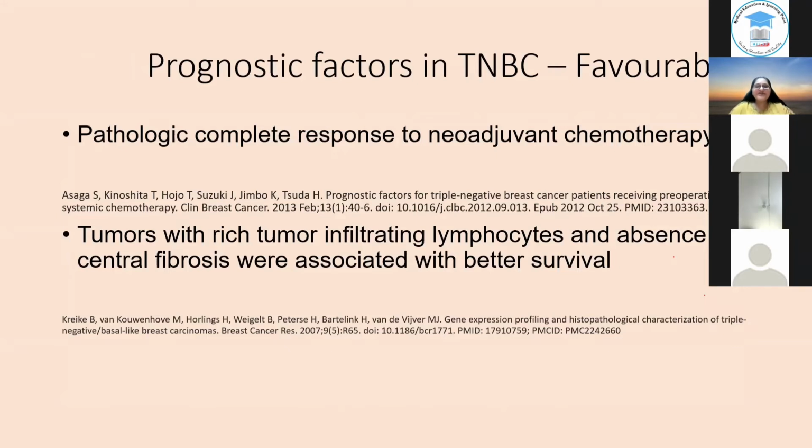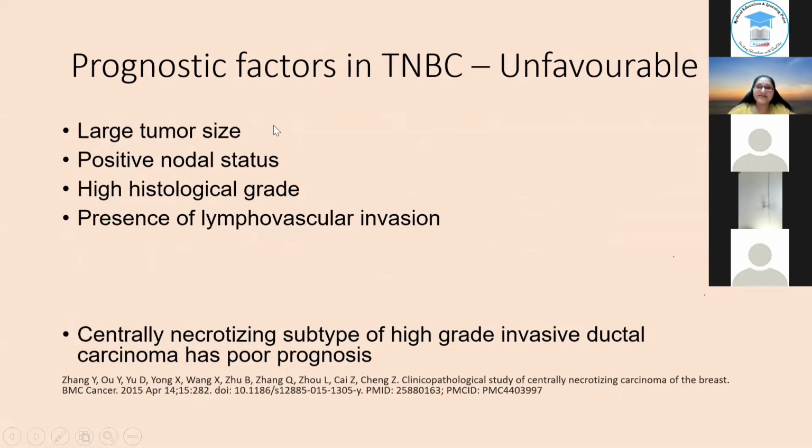So the prognostic factors of TNBC: as I told you, TNBC has an unfavorable outcome. It is an aggressive tumor. It has a poor prognosis. But some factors which have a good prognosis is TILs. So the tumors which are rich with TILs, that is tumor infiltrating lymphocytes, and no fibrosis, are associated with better survival. The unfavorable factors: large tumor size, large N, high histological grade, and presence of LVI, that is lymphovascular invasion. Okay, and central necrotizing subtype of high-grade IDC also has poor prognosis.